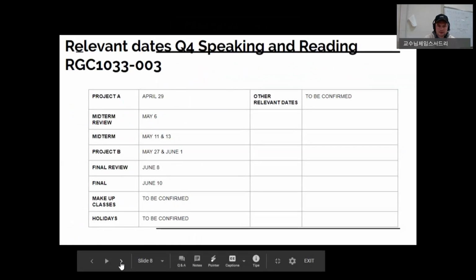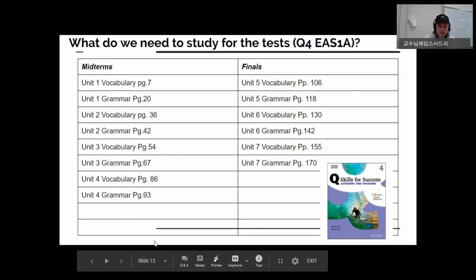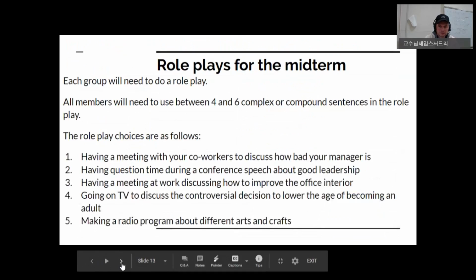What else can I tell you? Well, don't forget the dates are wrong now here. The PPT dates are wrong. And hopefully you've looked at all of your midterm stuff. This is the stuff for EAS 1A, but you know the stuff for EAS 1B is different. And there's role plays. This is the EAS 1A role plays. Make sure you follow those, okay?